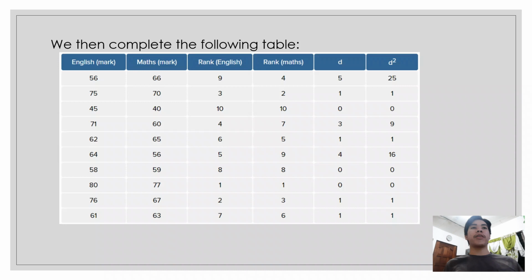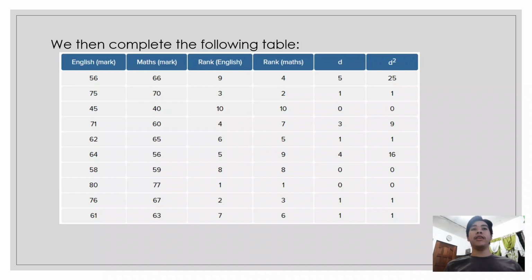As for the rank, we need to find the rank of each of the maths and English marks. For the English marks, 56 has rank 9, 75 is 3, 45 is 10, 71 is 4, 62 is 6, 64 is 5, 58 is 8, 80 is 1, 76 is 2, 61 is 7. The ranks of maths in this table: 66 is rank 4, 70 is rank 2, 40 is rank 10, 60 is rank 7, 65 is rank 5, 56 is rank 9, 59 is rank 8, 77 is rank 1, 67 is rank 3, 63 is rank 6.